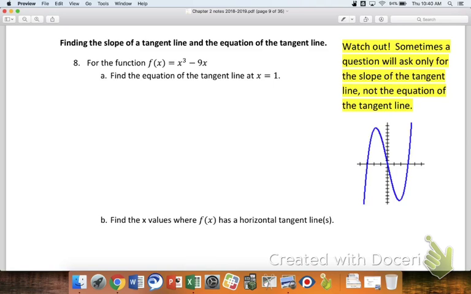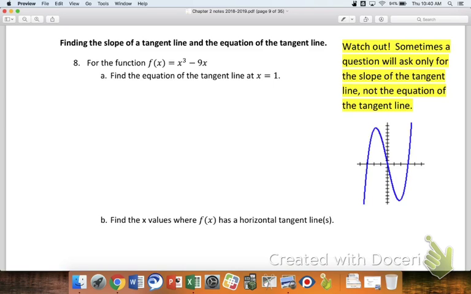So we're going to be finding the slope of a tangent line. We're going to be finding the equation of a tangent line. And this is a good one for sure. This example, I think, will tie it all together for you. So it says, for the function f of x equals x cubed minus 9x, find the equation of the tangent line at x equals 1.